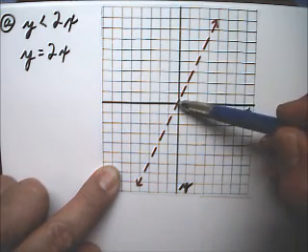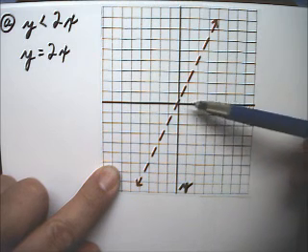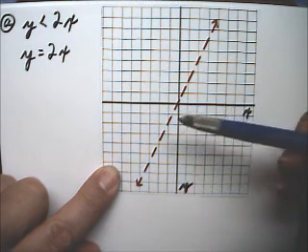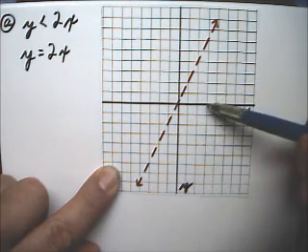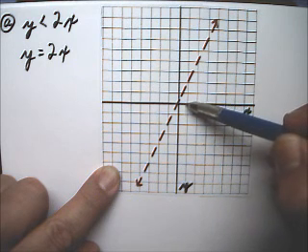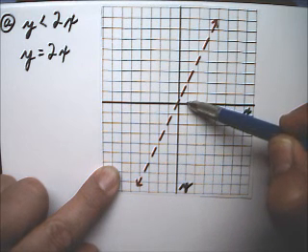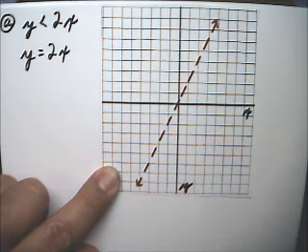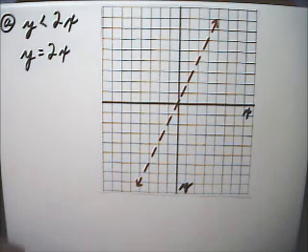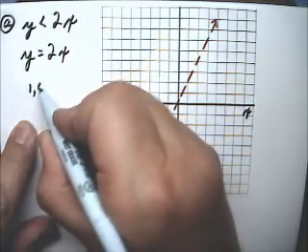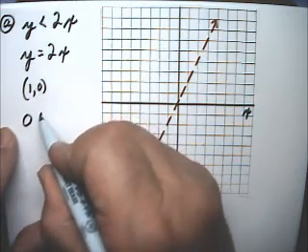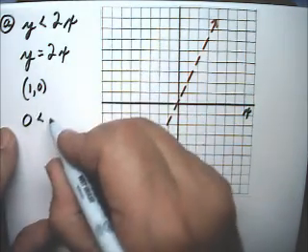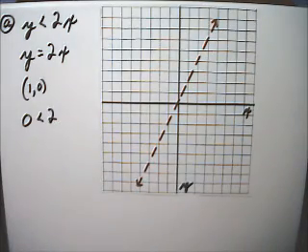Usually we test the origin because it's an easy point, but here the origin is taken. The boundary line goes through the origin. So I'll test this point right there. That's the point 1, 0. So I'm testing the point 1, 0. And that means 0, y, is less than 2 times 1, which is 2. So 0 is less than 2, and that's true.